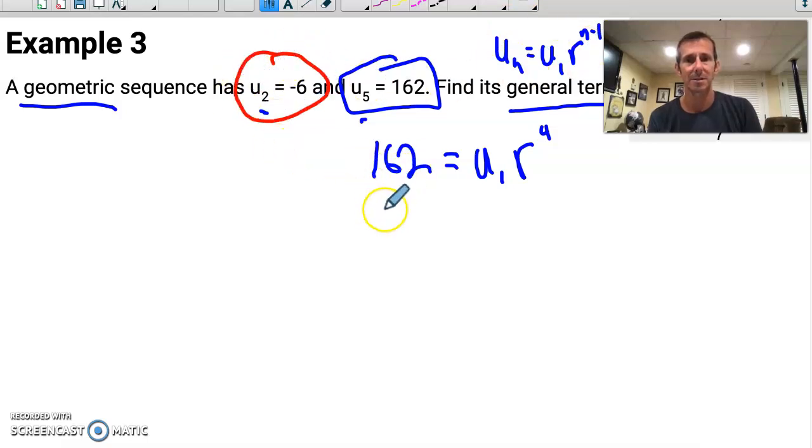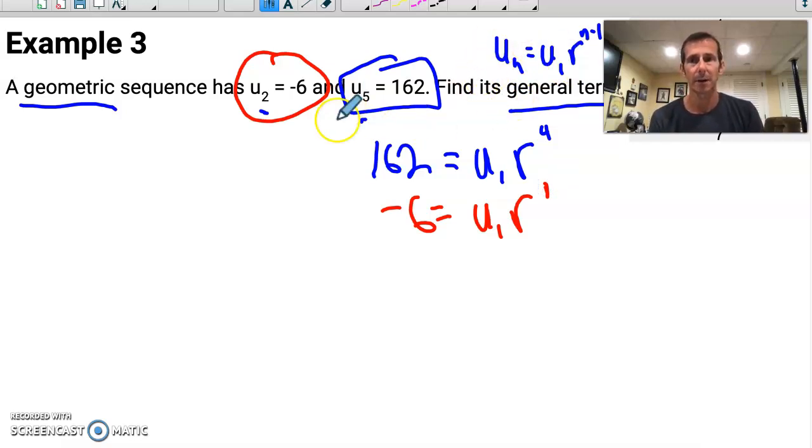So the second term itself is -6, and that would be whatever the first term is, which I don't know, times the common ratio, which I don't know, to the n minus 1. But if n is 2, this is the second term. If n is 2, this would just be a 1. I'm going to write it. We usually don't write that exponent up there, but I'm going to write it.